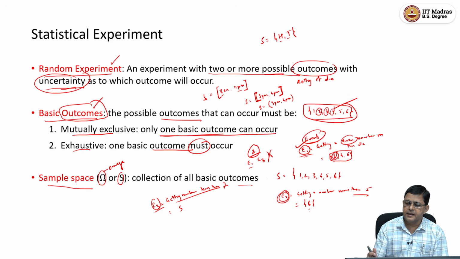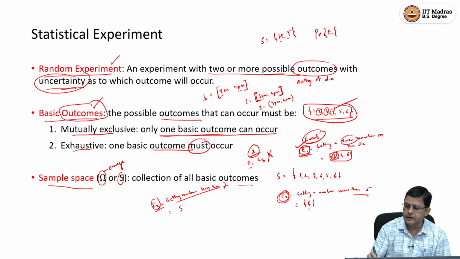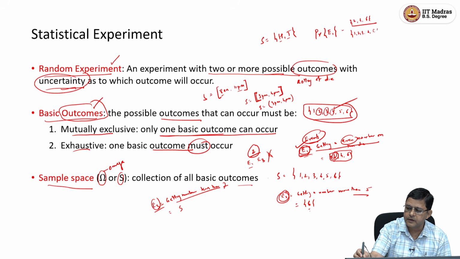What is the probability that event E1 will take place? Let us use the notation PR to indicate probability. Probability of what? Probability of event E1. What is E1? It is defined here: getting an even number on the die. The possible outcomes are 2, 4 or 6, divided by all the possible outcomes 1, 2, 3, 4, 5 and 6.